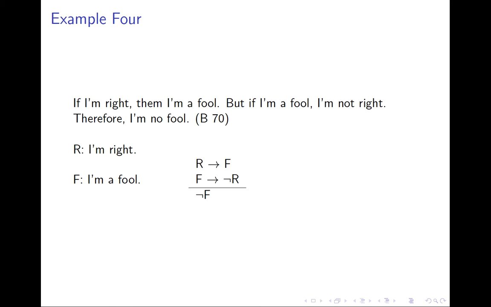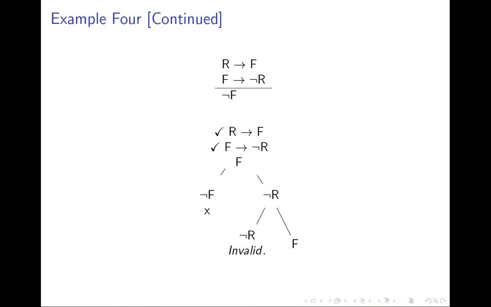Example 4. If I'm right, then I'm a fool. But if I'm a fool, I'm not right. Therefore, I'm no fool. Summarized in standard form at the top and the tree test on the bottom, we infer from the negation of the conclusion into 2 branches from the second premise, not F or not R. Because not F directly contradicts F, we close that branch and move to the right side, not R. We branch here into not R or F, both derived from the first premise. Because not R and F both fail to have any contradictions inherent to the proof, we conclude it must be invalid because of the openness of these 2 branches.